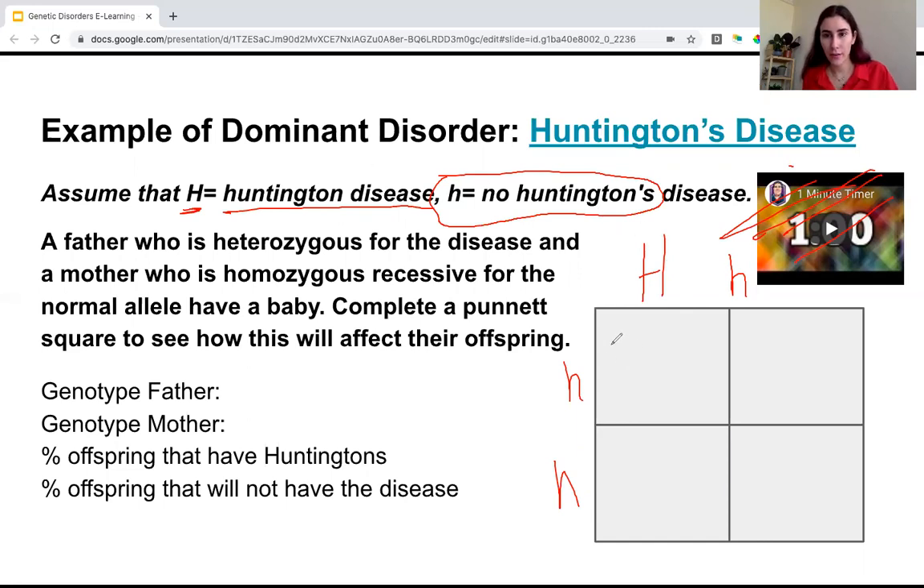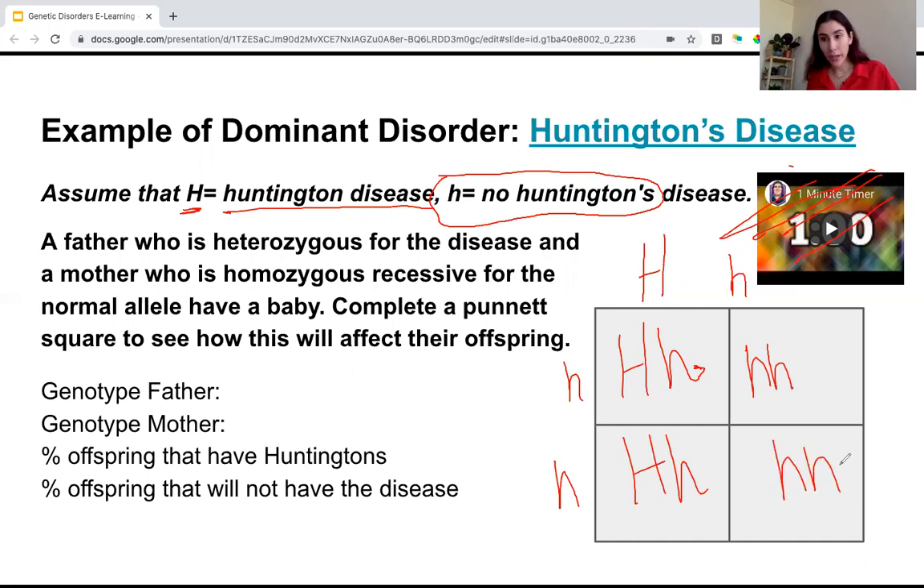Let's first do the cross. So the first genotype will be heterozygous. The second genotype will be homozygous recessive. Then we have another heterozygous. And finally, homozygous recessive. Okay, so the first question asks us, what is the genotype of the father, which we've already done? So the genotype of the father is, I'll just write it, he's heterozygous, and then the genotype of the mother.